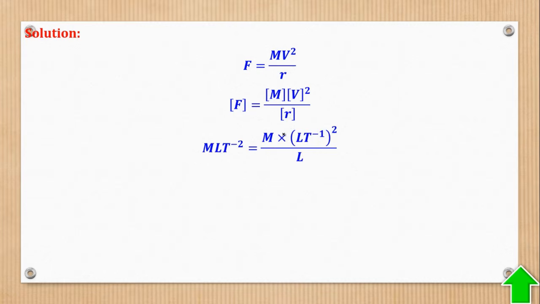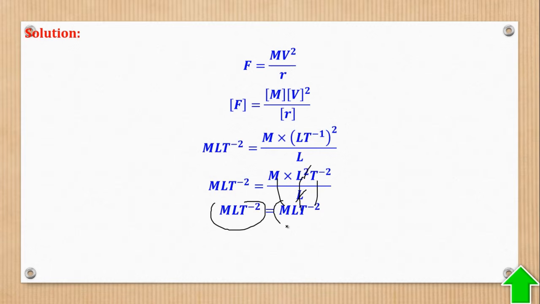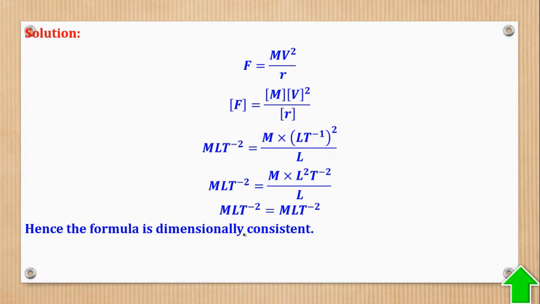Then next is to use the laws of indices. Laws of indices are first open brackets. This is L squared, and this with this gives you T to the power negative 2. Then one L cancels with this one to give you M L T to the power negative 2. I think you realize that on each side, they are equal. Left hand side is equal to right hand side. And when that happens, it implies that the formula is dimensionally consistent.